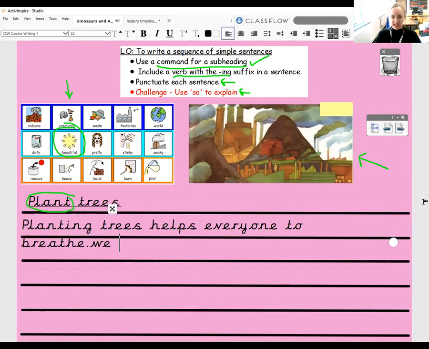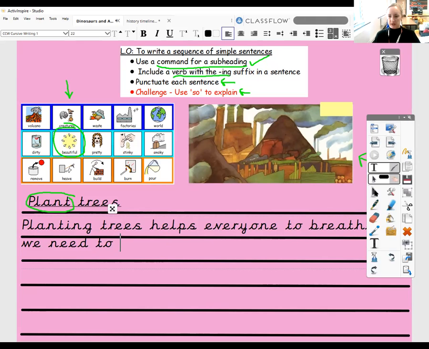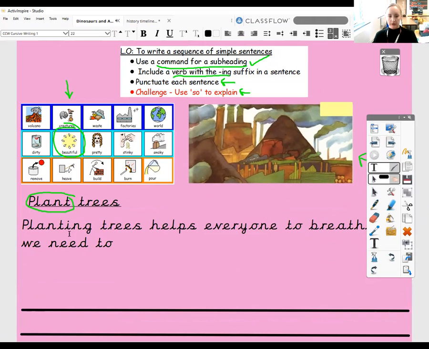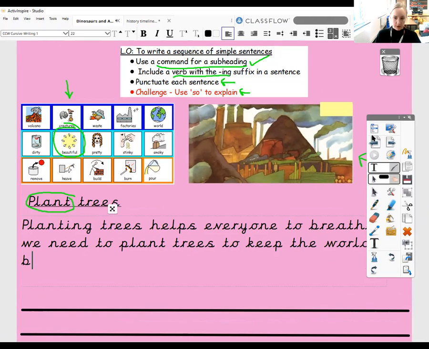So we need to, I think I'm going to get rid of these lines so you can see my writing. There we go. So we need to plant trees to keep the earth or the world. I'm going to use world off my word map. World beautiful. I'm going to copy that off my word mat as well. Beautiful, great. Right, let me check that.